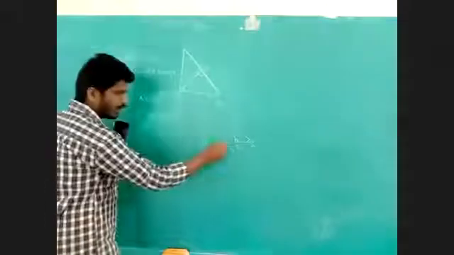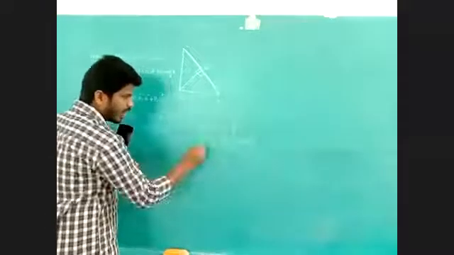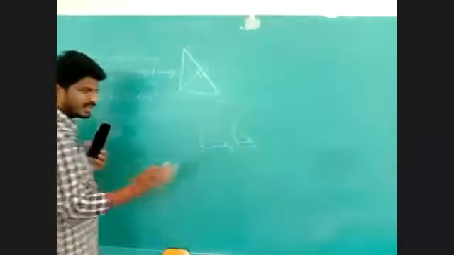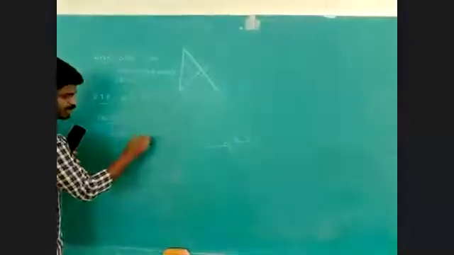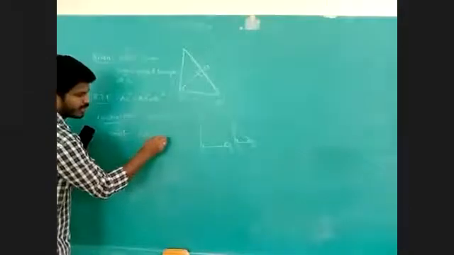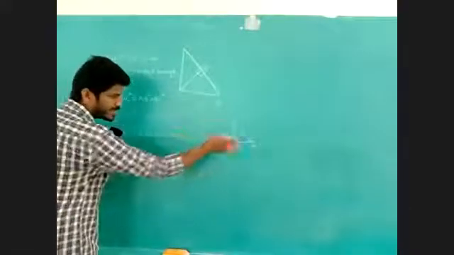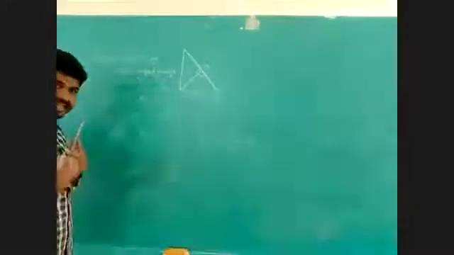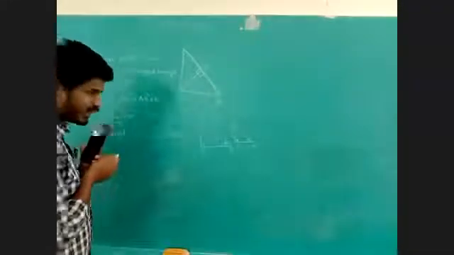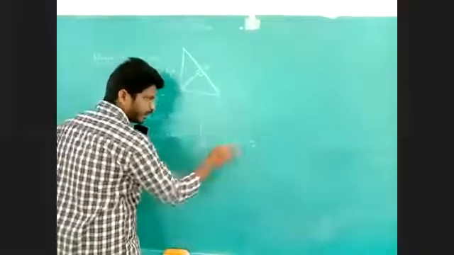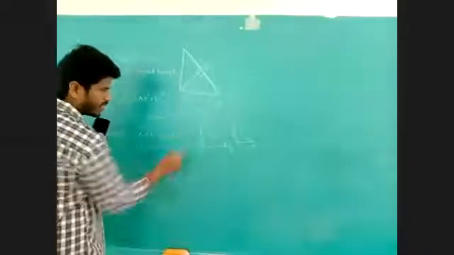Yes, sir. Angle A is the common angle. Angle B equal to angle D, 90 degrees. By using angle similarity, these two triangles are similar, that is, triangle ABC is similar to triangle ADB. Then these two triangles are similar, so corresponding sides are in proportion. What are the corresponding sides? Height by height, base by base, hypotenuse by hypotenuse. Then tell me, the big triangle height is what here? BC.